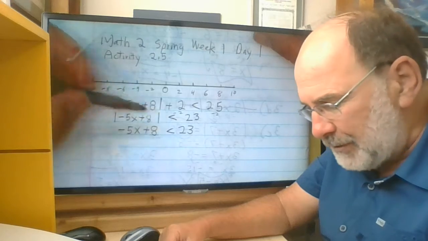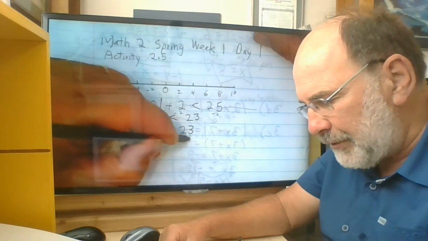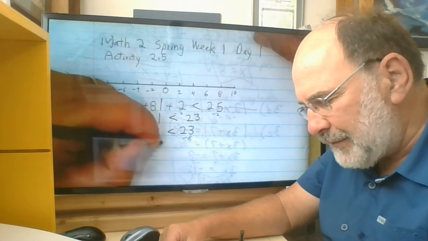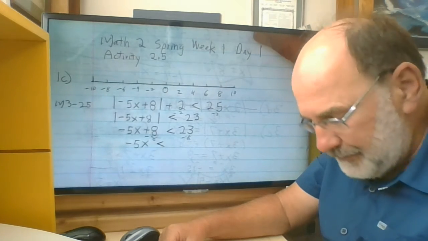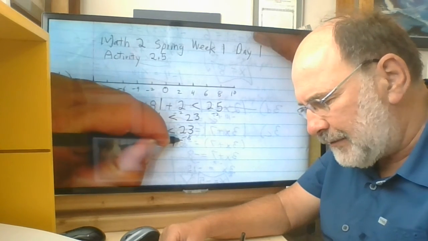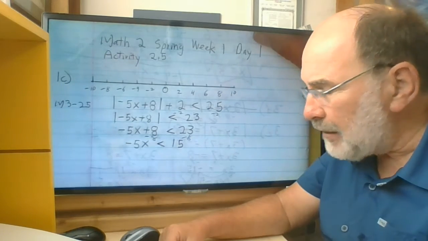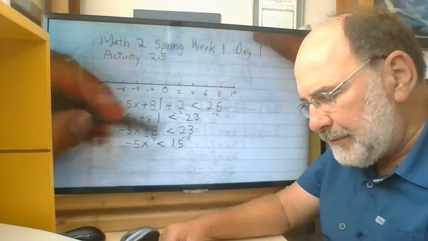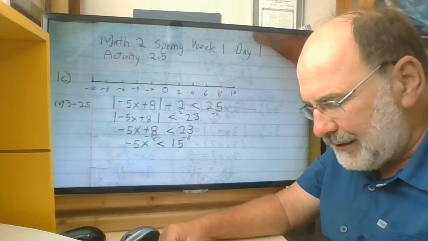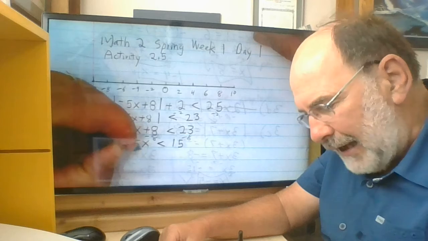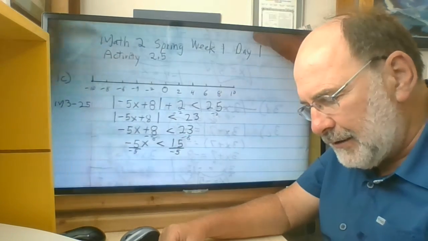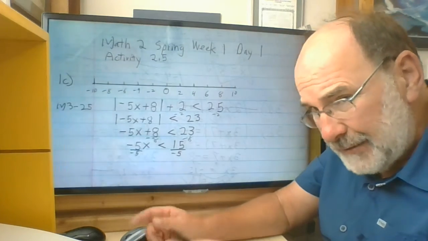My next step would be to subtract 8 from both sides. So the left becomes -5x is strictly less than, now what is 23 minus 8? And I get 15. For my next step, you need to be a little bit careful here. You would say, oh, let's divide by -5. However, when you divide by a negative number, the inequality flips direction.